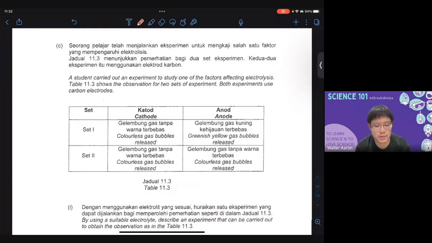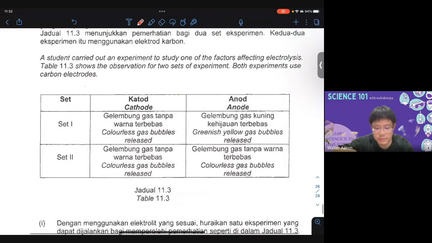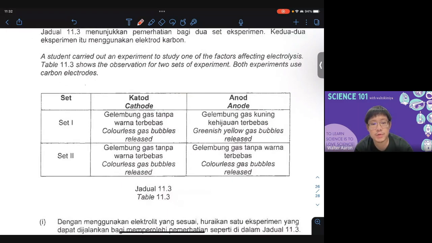So for question C, a student carried out an experiment to study one of the factors affecting electrolysis. Table 11.3 shows the observation for 2 sets of experiment. Both experiments use carbon electrodes. So they give you the observation for the 2 different sets of experiments. So for set 1, you can see the cathode releases colorless gas bubbles, while at the anode, the gas produced is greenish yellow in color.